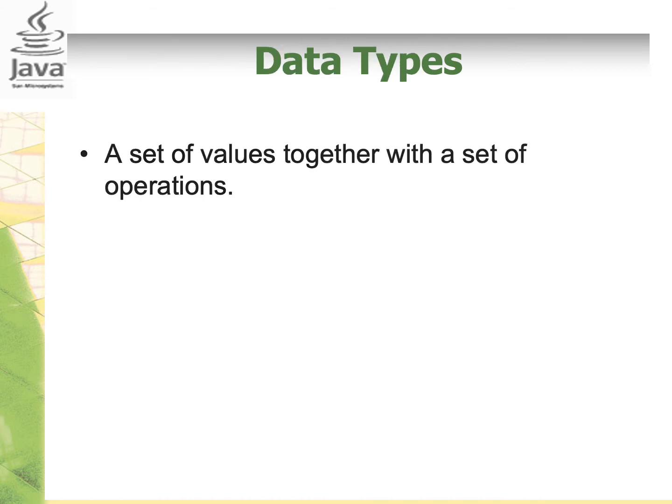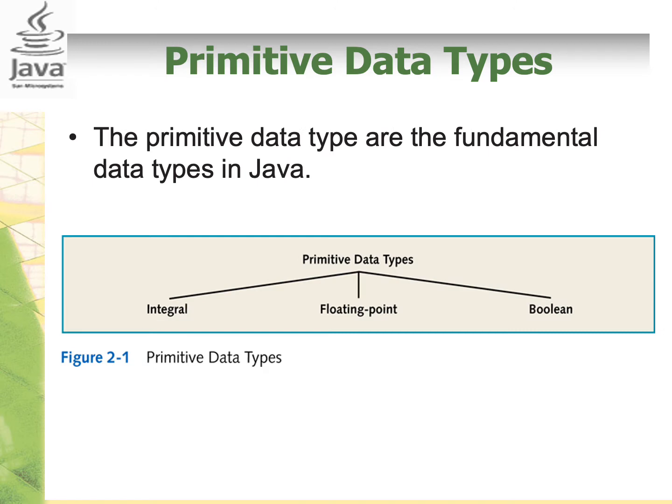Data types. So what is a data type? It is a set of values together with a set of operations. Primitive data types are the fundamental data types in Java. There are 8 primitive data types where we can separate them into 3 main categories: 5 integral types, 2 floating point types, and 1 Boolean.